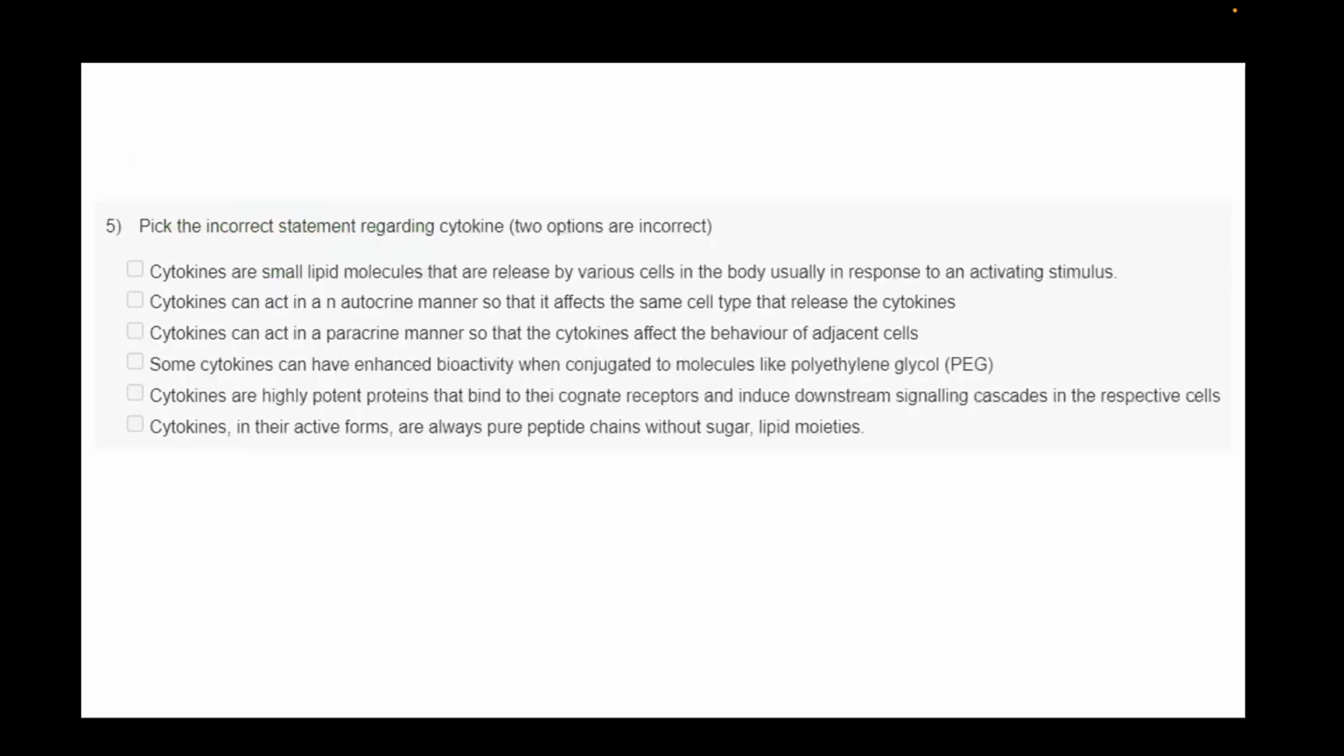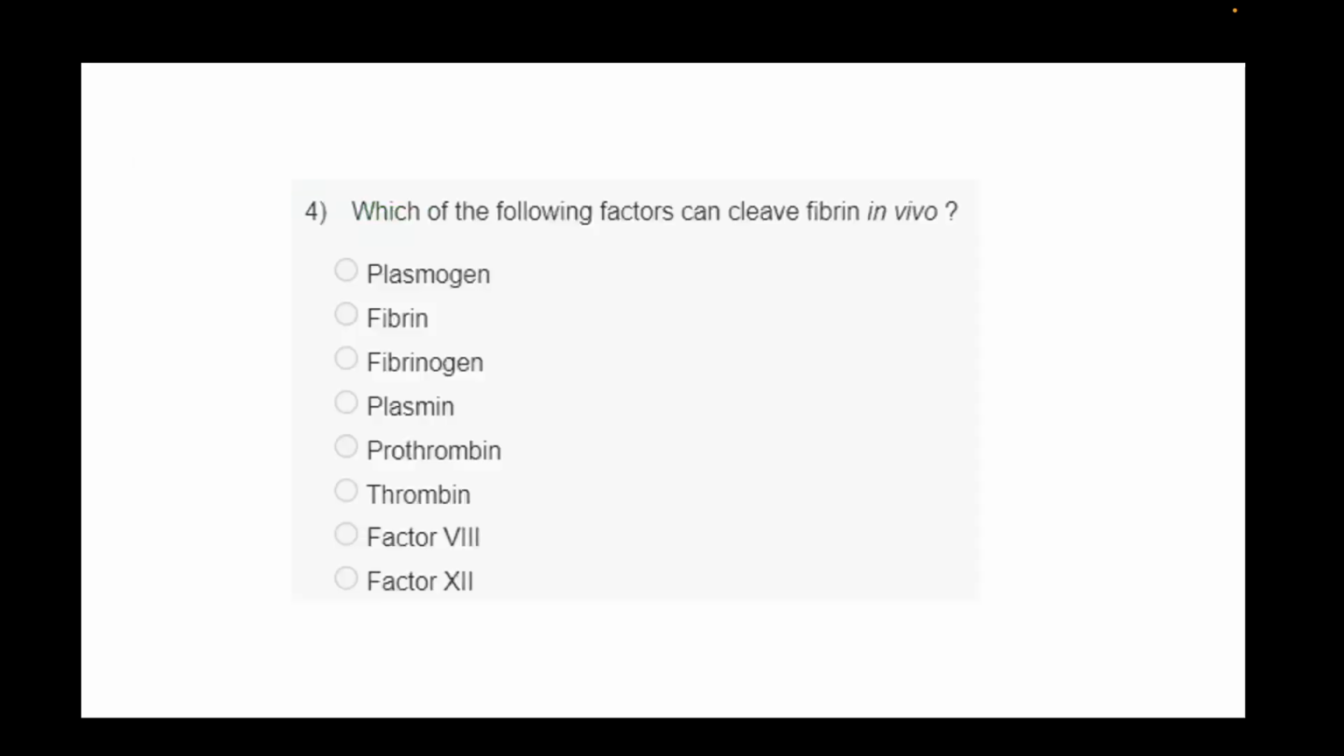So the correct answer here would be plasmin. The factor that can cleave fibrin in vivo is plasmin, which is option 4. And plasmin is the main enzyme that is responsible for fibrinolysis, actively breaking down fibrin clots within the body.